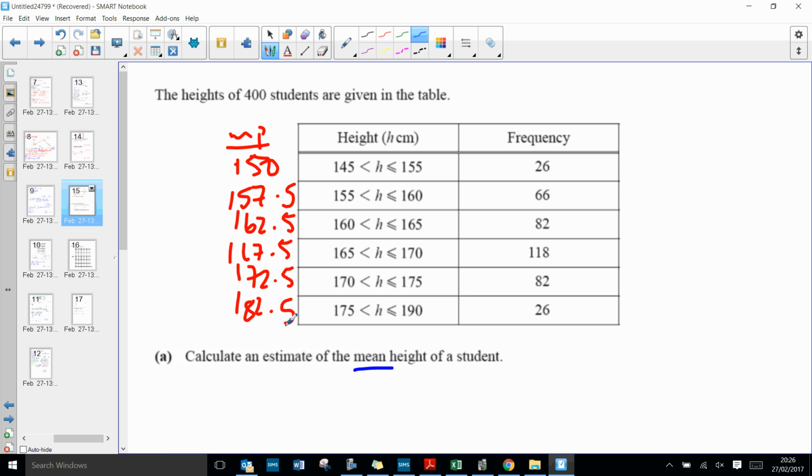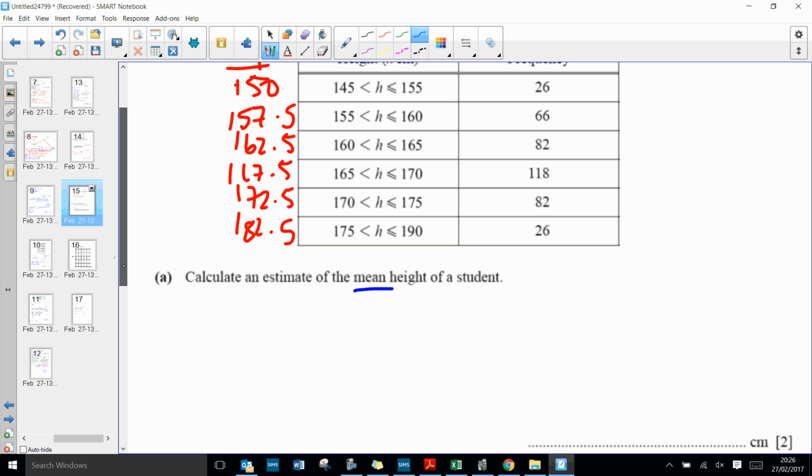Okay, how do we find the mean then? Now remember, it's an estimate because we've pretended or assumed that all of our heights are actually these numbers here rather than within the range. So what we do now is multiply the midpoint by the frequency. Oh gosh, that's going to take a while. And add those values together.